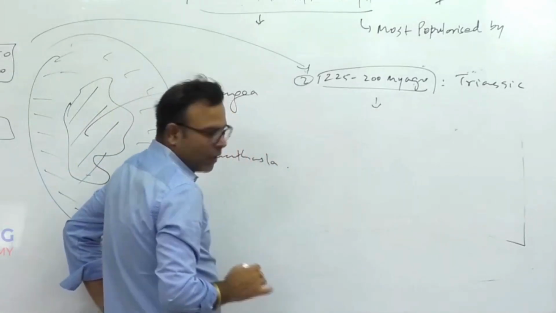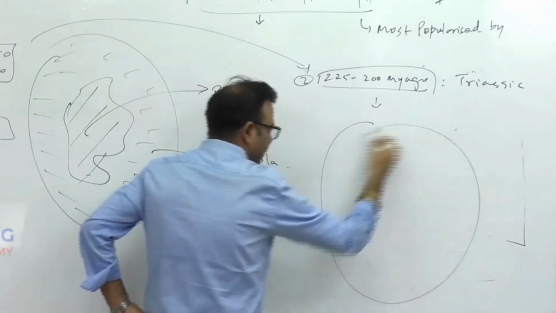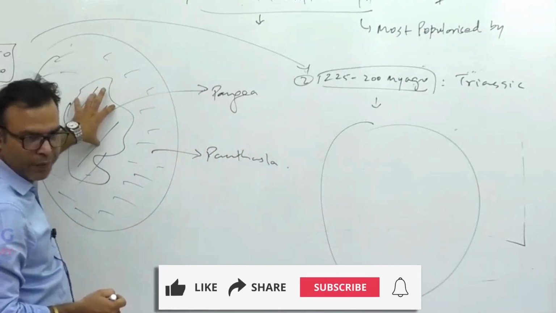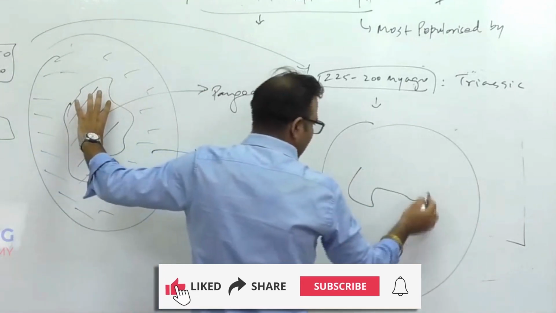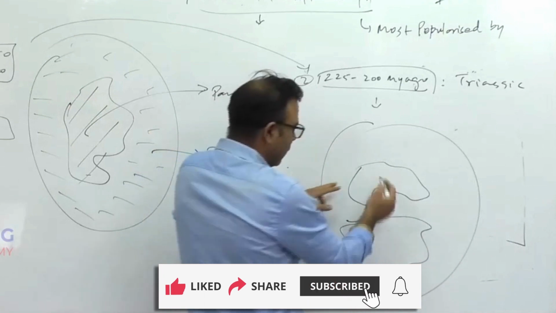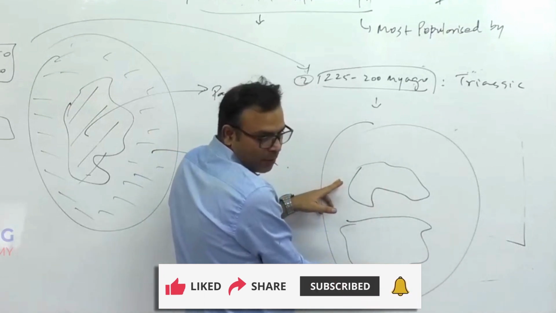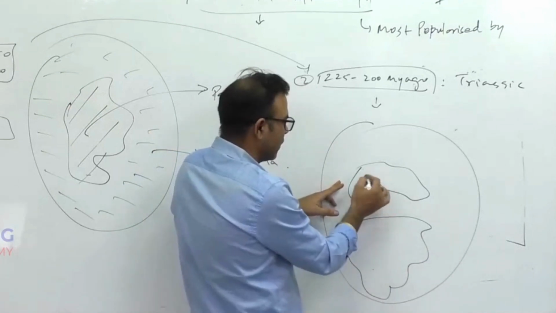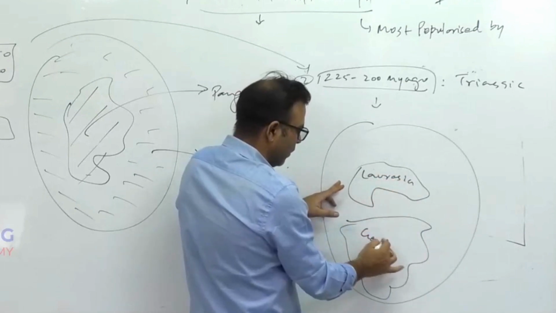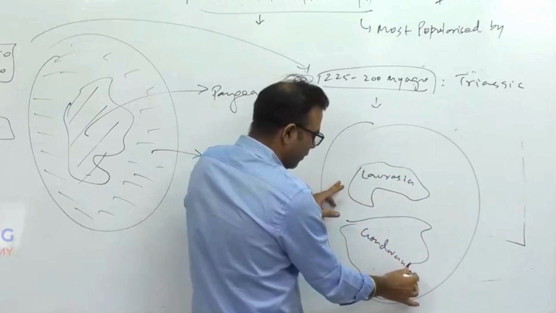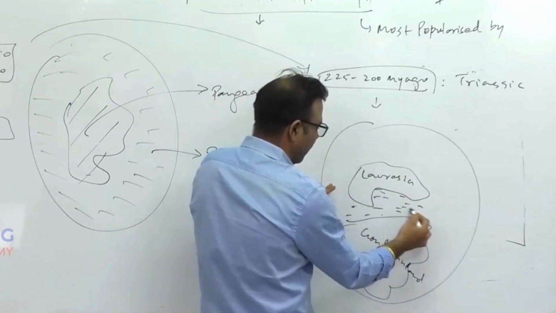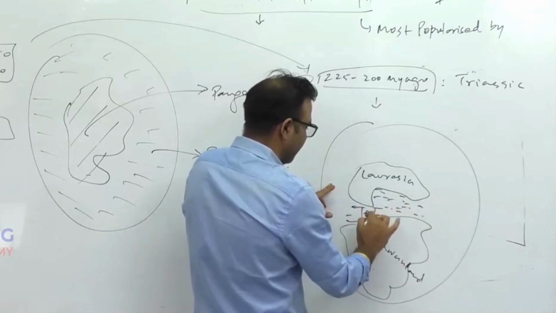So what happened under this second stage? Look at this. Pangea broke down into two big parts. Northern part and southern part. Southern part is bigger. This is called Laurasia, and this is called Gondwanaland. And between them a water body emerged, which is called the Tethys Sea.